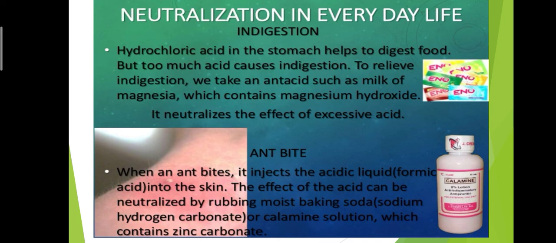So there are various neutralization reactions that take place in our everyday life.